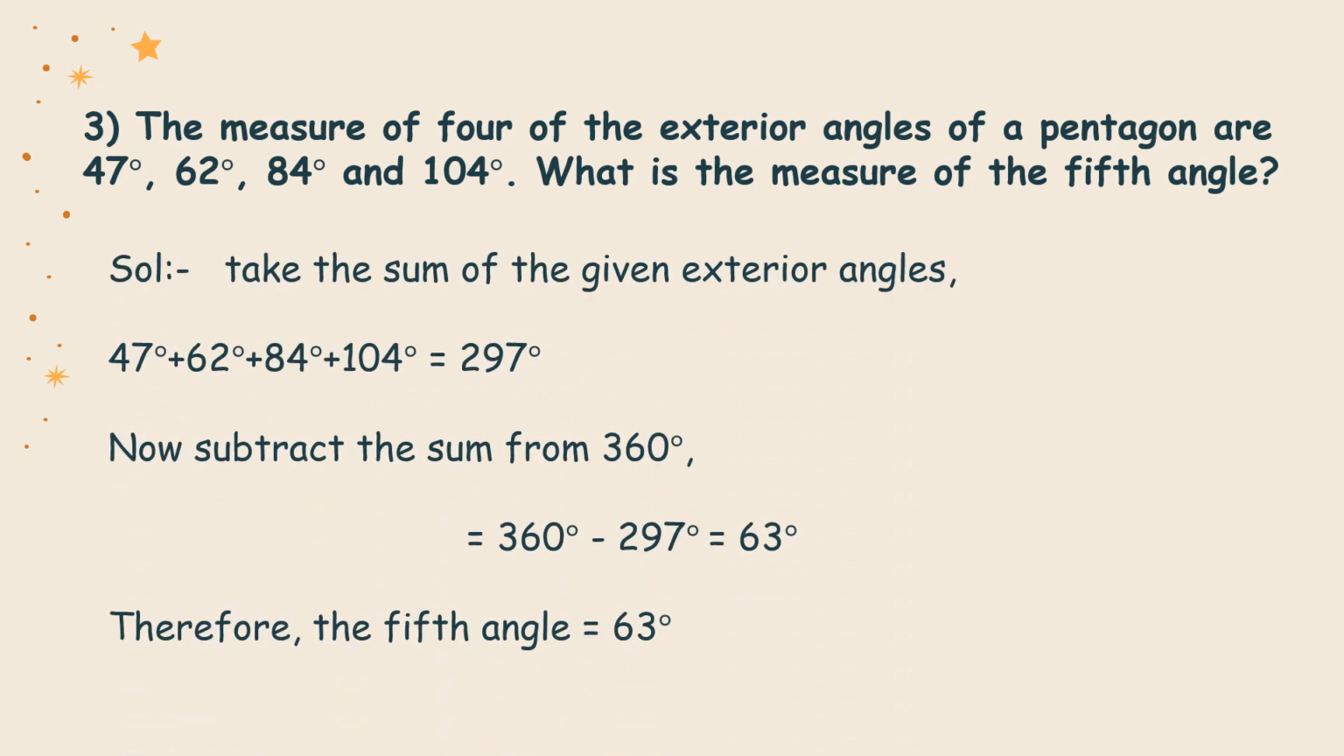See, first take the sum of the given exterior angles. What are the given exterior angles there? 47, 62, 84 and 104. Take the sum of it. What is the sum? 297, and subtract it from the total.